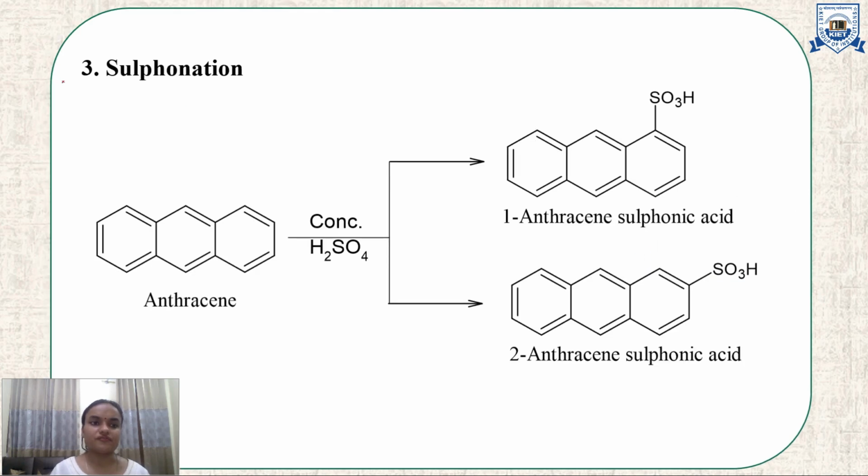Now next is sulfonation. Anthracene on reaction with sulfuric acid forms 1-anthracene sulfonic acid and 2-anthracene sulfonic acid. It is an exception. In other substitution reactions, the substituent attacks at the 9 and 10 positions, but in the case of sulfonation, the substituent attacks at the first and second positions to form 1-anthracene sulfonic acid and 2-anthracene sulfonic acid.